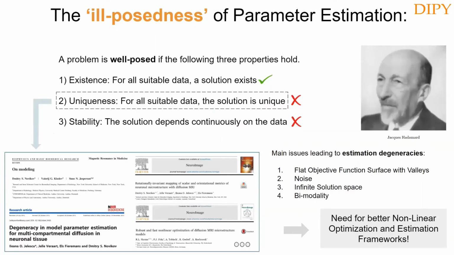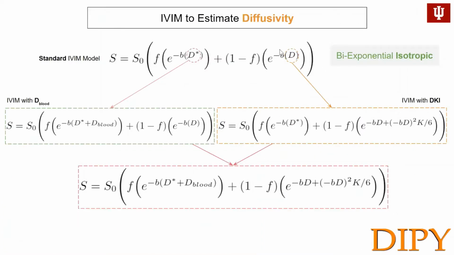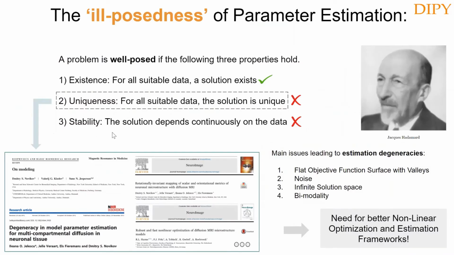So estimating IVIM is an ill-posed problem. Hadamard said that a well-posed problem is one where you would always have a solution. So for IVIM, we do always have a solution, but there is no uniqueness in the data, since it's a symmetric model, meaning that both these compartments are isotropic. It could often get confused with one another. The stability is highly dependent on where you start, like how you initialize the model.